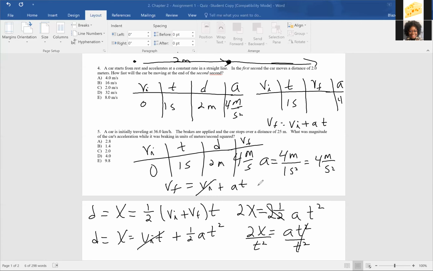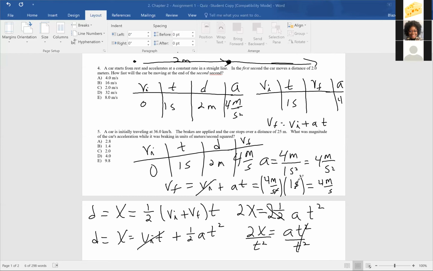Okay, so what is A? A is 4 meters per second squared. What is T? 1 second. What cancels? One of these seconds cancels one of these, because second squared means second times second. So therefore, I get 4 meters per second.